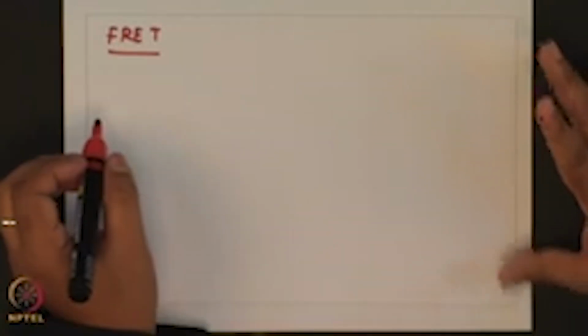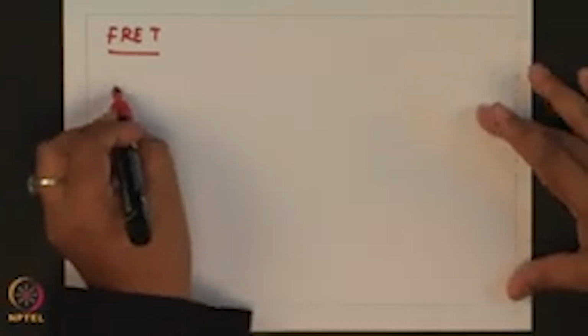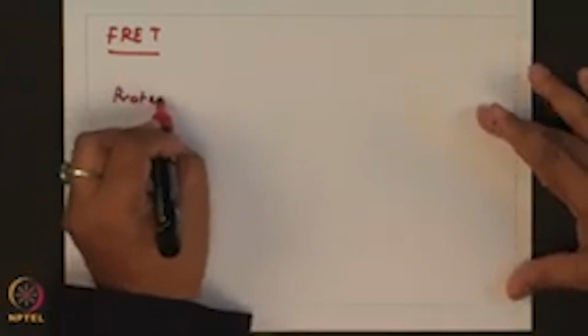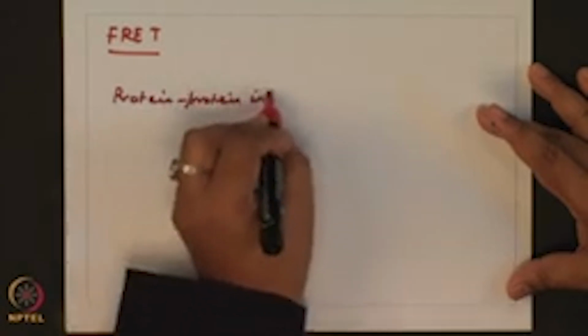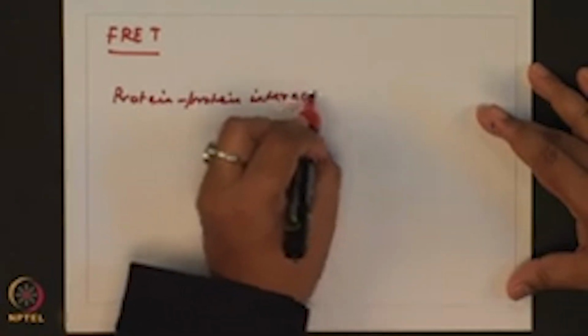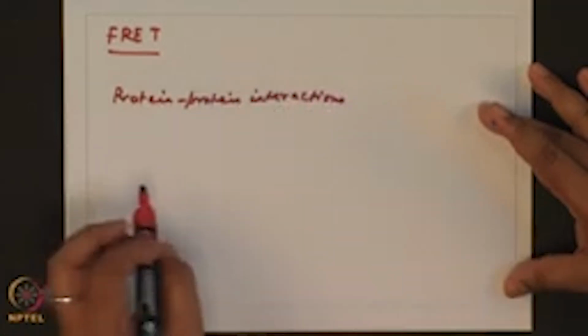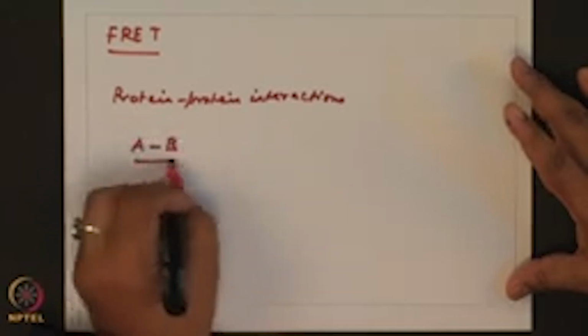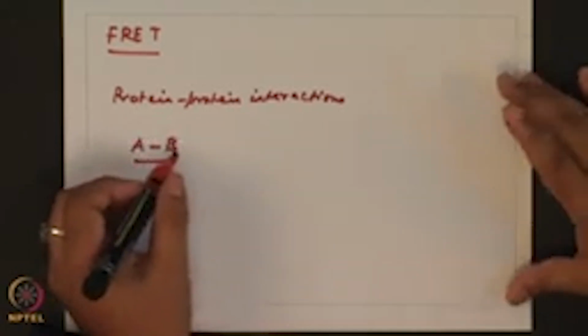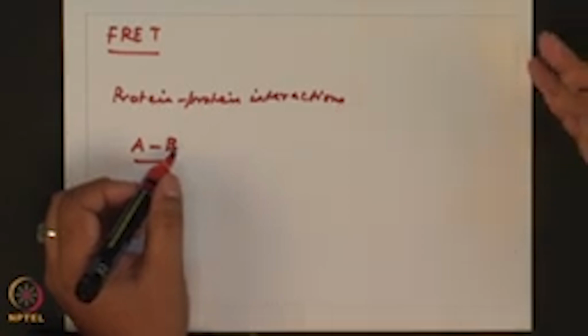Today I would introduce another tool in mechanobiology. This is called FRET. What is FRET used for? FRET is used for probing protein-protein interactions. Essentially the question is, how do you show that a protein A binds to protein B, or a receptor-ligand interaction?